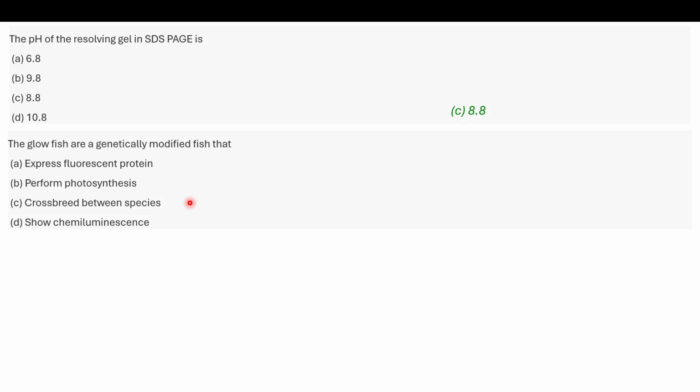So, option A, yes. It will be expressing fluorescent protein. Now, when we talk about fluorescence and chemiluminescence, basically fluorescence is given off by a fluorophore, which will absorb a certain kind of light, and then due to the transition of electrons across the different energy levels, this is given out.